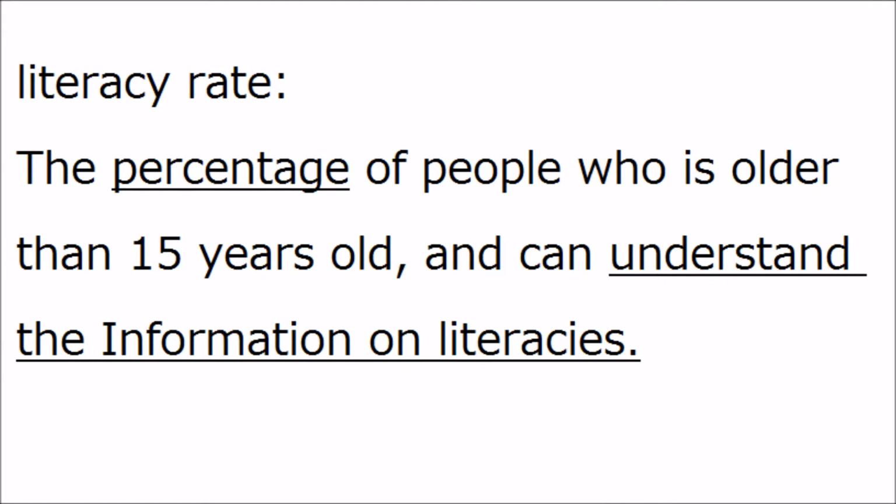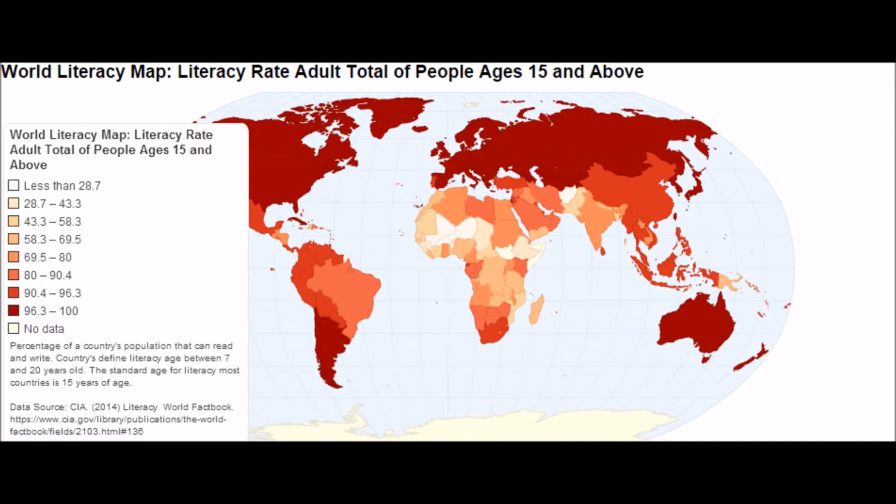Next is indices of education, but we will use literacy rate to explain this since it has no universal definition. In this case, literacy rate is the percentage of people who are older than 15 years old and can understand the information on literacies. Let's take a look at the map. The country with lighter red has a lower literacy rate.